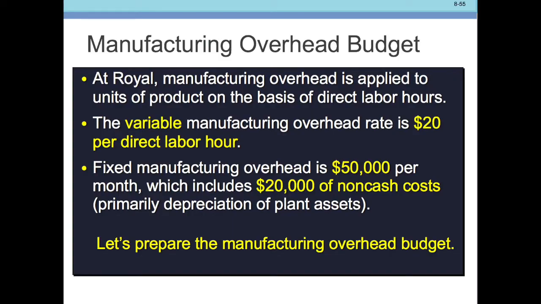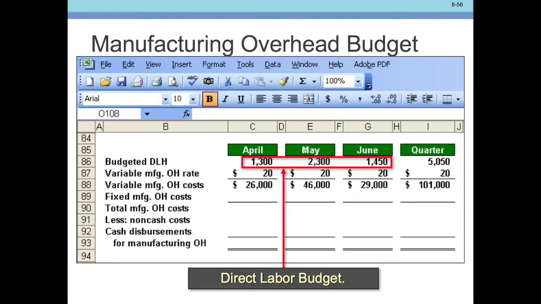So if we turn from the labor budget into the manufacturing overhead budget, we can see that the overhead is applied on the basis of direct labor hours. The variable manufacturing overhead rate is $20 per direct labor hour. The fixed overhead rate is $50,000 per month, which includes $20,000 of non-cash costs. That's depreciation of plant assets. So now let's play our game.